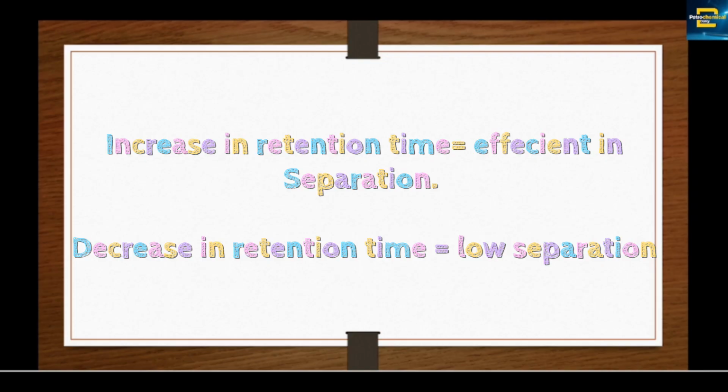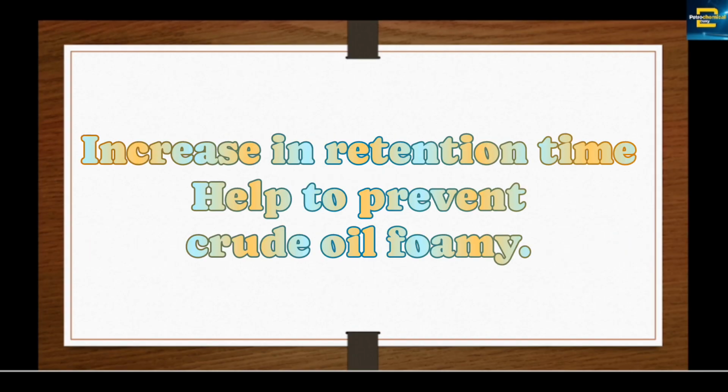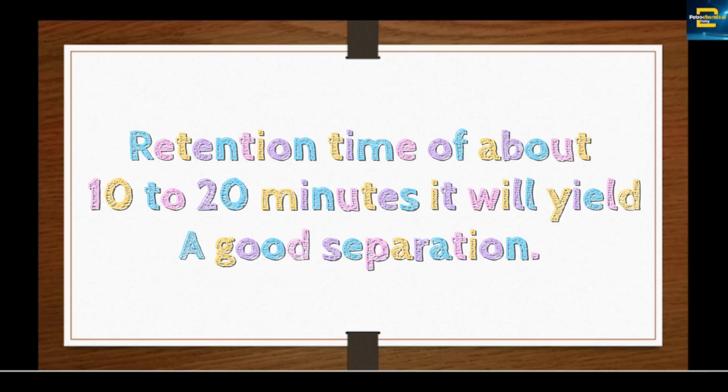So if we have high retention time, we have a good separation. If you have high retention time, it will help, and it will prevent foaming. Majorly, if the water is dirty, we have a retention time of about 10 to 20 minutes. If the liquid stays in the separator for about 10 to 20 minutes, it will have a good separation. But if it stays for about 2 minutes, there will be a poor separation.